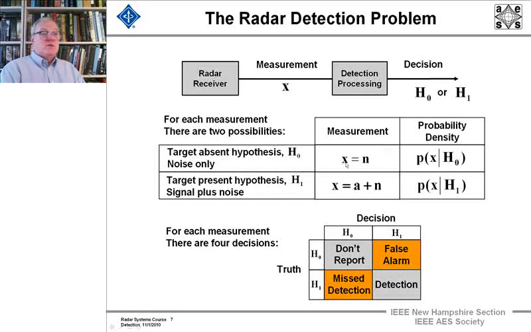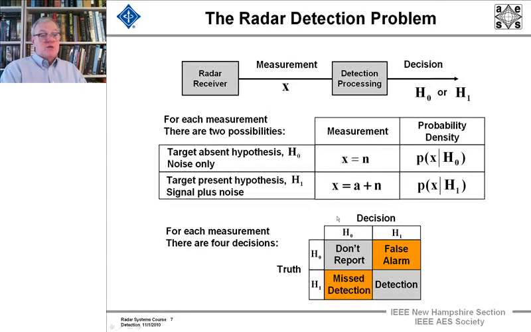So in this case, our measurement is N, the noise random variable, and X, the sum of these 2 random variables, and they have probability density functions. The probability density that with a measurement x, which we make, will have this outcome or that outcome. Either there will be noise only or target. And for each measurement, there are four decisions.